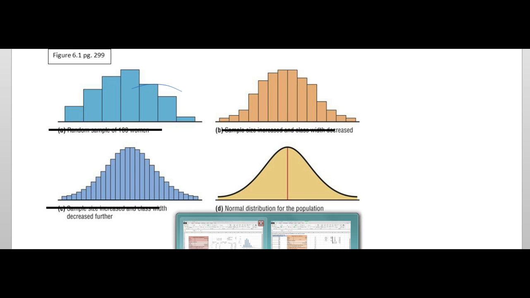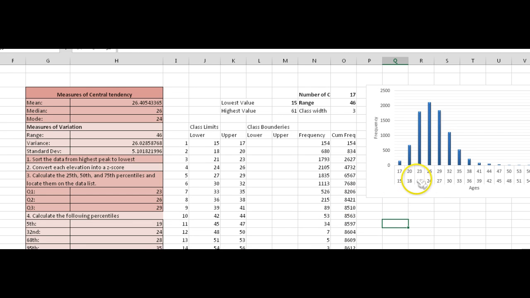So if we look at our Olympic data, remember that our mode was 24. So that means our most frequently occurring age was 24. So that is the height of the highest bar right here. And it looks like it was over 2,000 people had ages between 24 and 26.